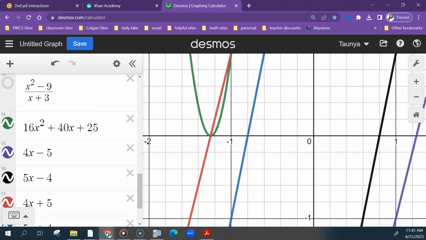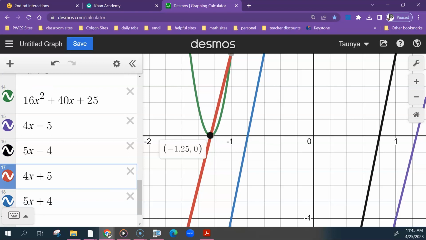Anytime it asks for factors of whatever, your answer choices has to go through your original at the x-intercept. And here there's only one that does that. So whatever the red line is, 4x plus 5, that would be your factor. You could also put this over each one and see which one overlaps the line that would be given.